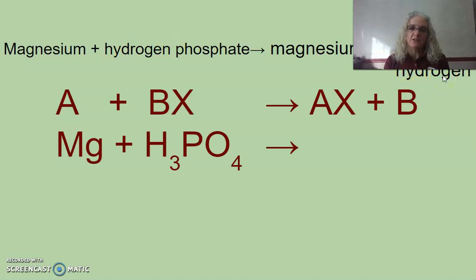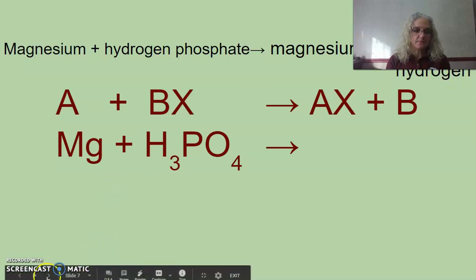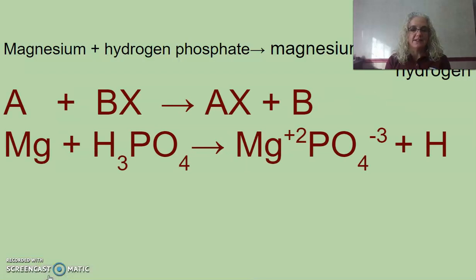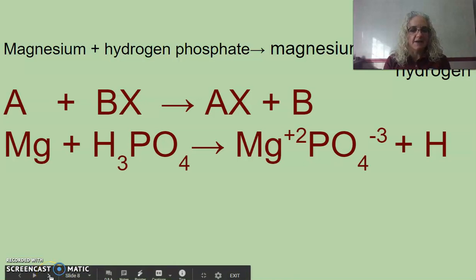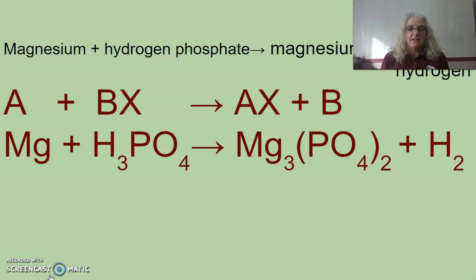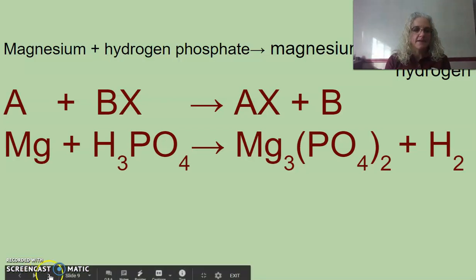Now we need to write the formulas for these chemicals. To do so, we write the symbols with their charges for magnesium and phosphate, and we write the symbol for hydrogen. When we put these together, we're going to create a neutral compound of magnesium phosphate, and we're going to remember that hydrogen is a diatomic element. In doing so, we cross down the charges for magnesium and phosphate to get the formula shown, and hydrogen gets a subscript 2 because it's diatomic. Now it's time to balance.